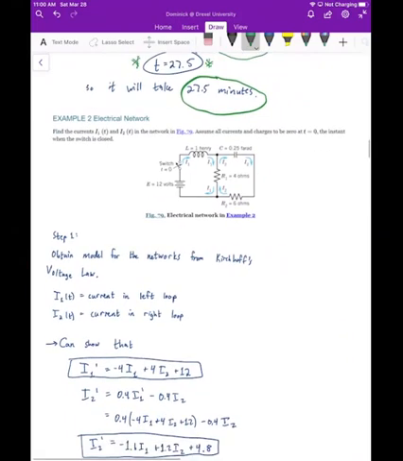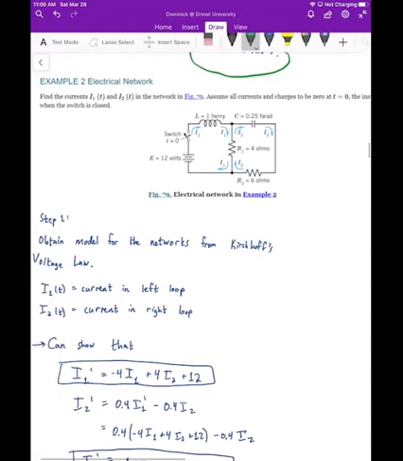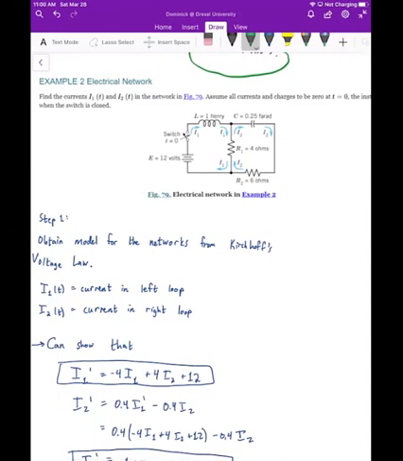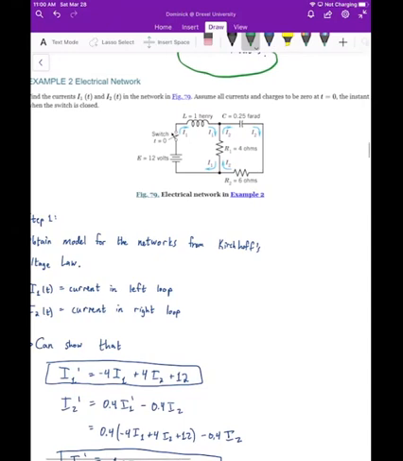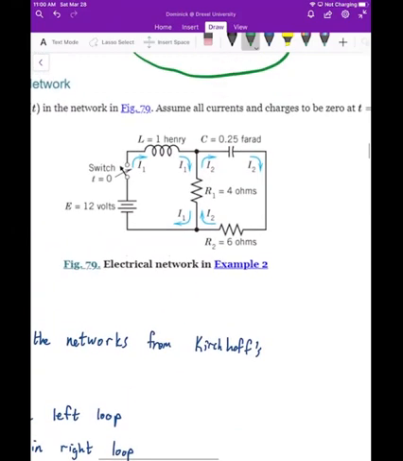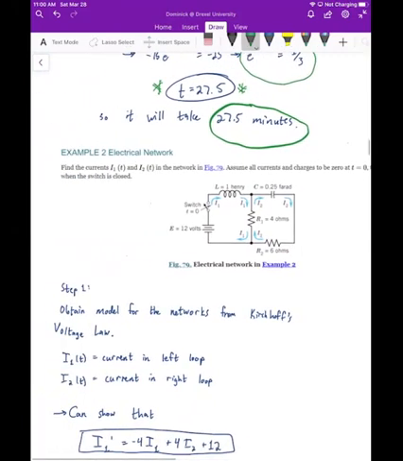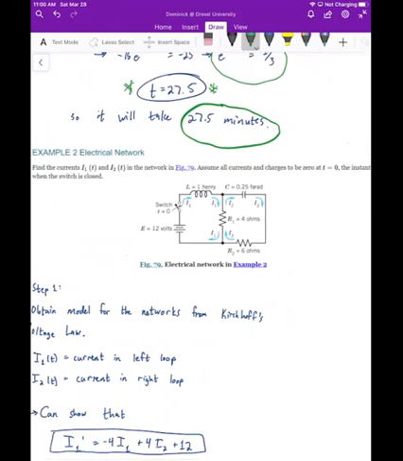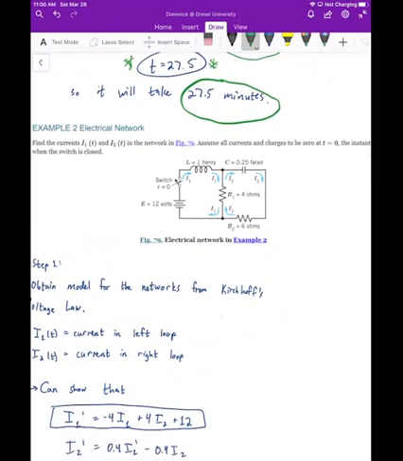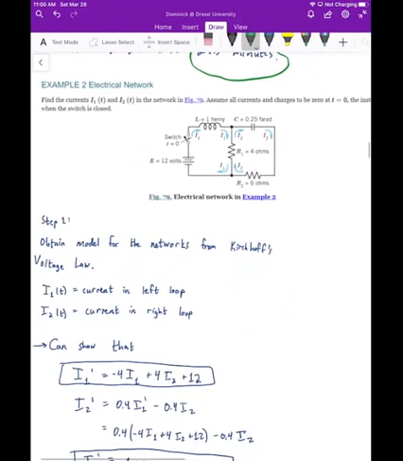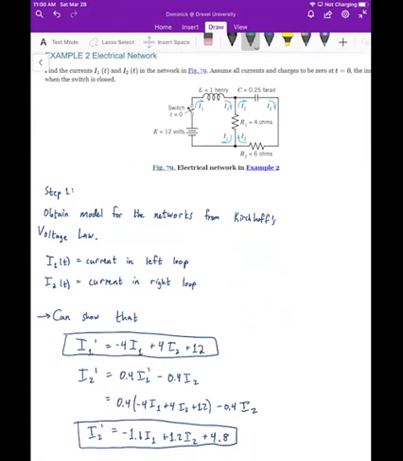Okay, so let's look at another example. In the second example, we're going to look at an electrical network. In this case, we want to find the currents I1 and I2 in this electrical network as shown. I1 is your current on the left part of the model, and I2 is the current on the right side of the model. For initial conditions, we're going to assume that all currents and charges are zero at time 0, and we'll use that later on in the problem to get our arbitrary constants.